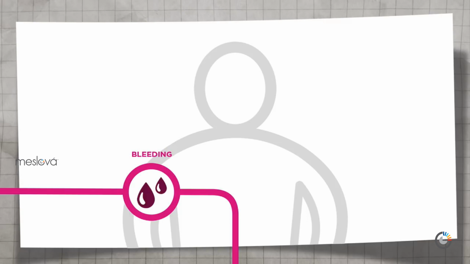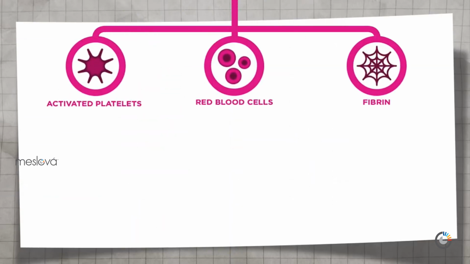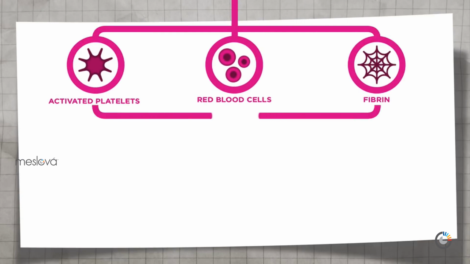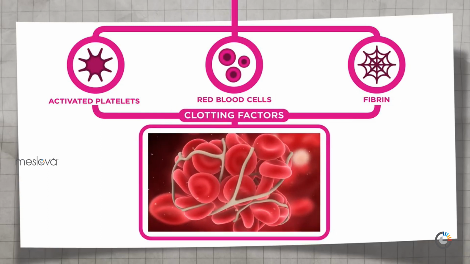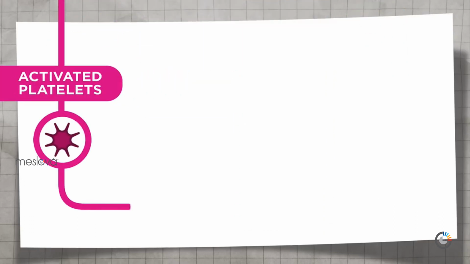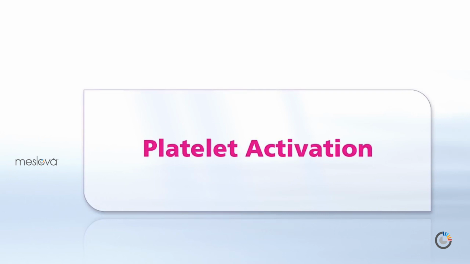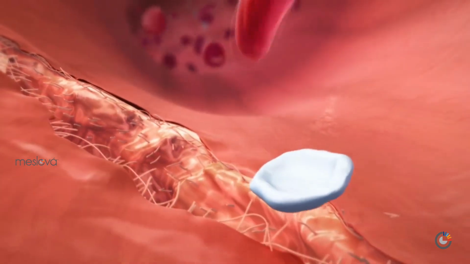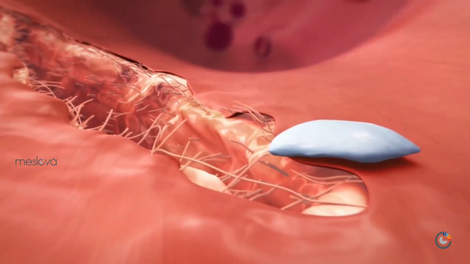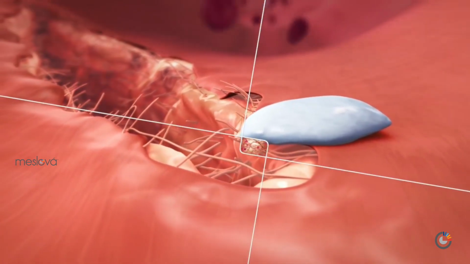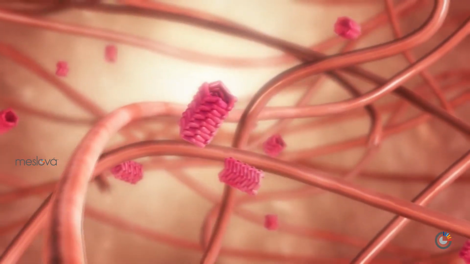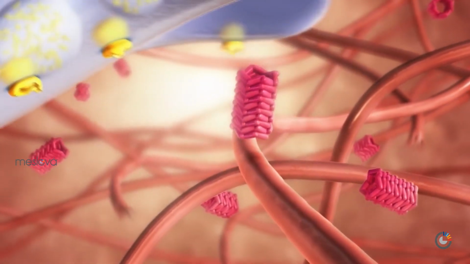Blood clots are made up of activated platelets, red blood cells and fibrin, which together are involved in the clotting process. About 30 types of proteins are involved in clotting, which we call clotting factors. Platelets are exposed and activated, and aggregation begins when vascular injury exposes collagen and von Willebrand factor from within the vessel wall to the blood.